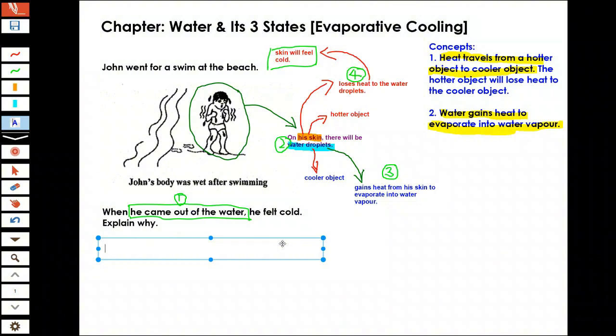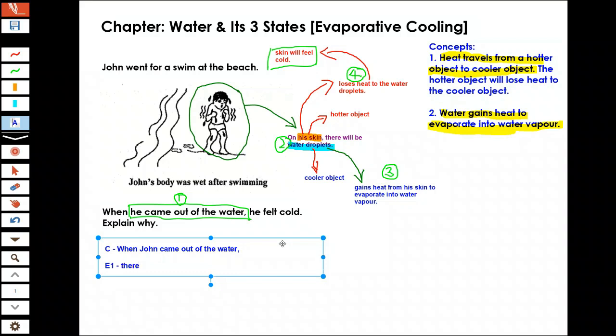So first of all, C, which is the cause. What is the cause? When John came out of the water, that is the cause of the whole event. So what is effect number 1? E1. The effect of John coming out of the water: there are water droplets on his skin. You can use the word water instead of water droplets, it's fine. It doesn't change the meaning.